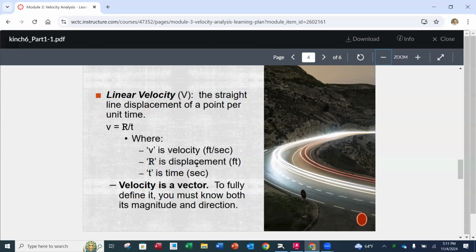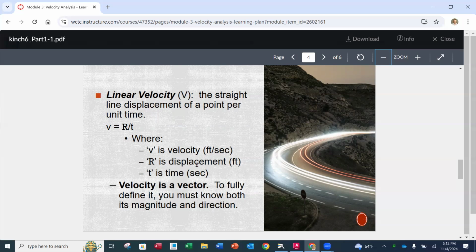Now, velocity is a vector. I know that you've heard this before as well. Because it's a vector, it needs 2 things to fully define it. It needs its magnitude and it needs its direction. Now, when we're talking about speed as opposed to velocity, speed is just the magnitude portion of velocity. That's all. It just means that we're not worried about direction.